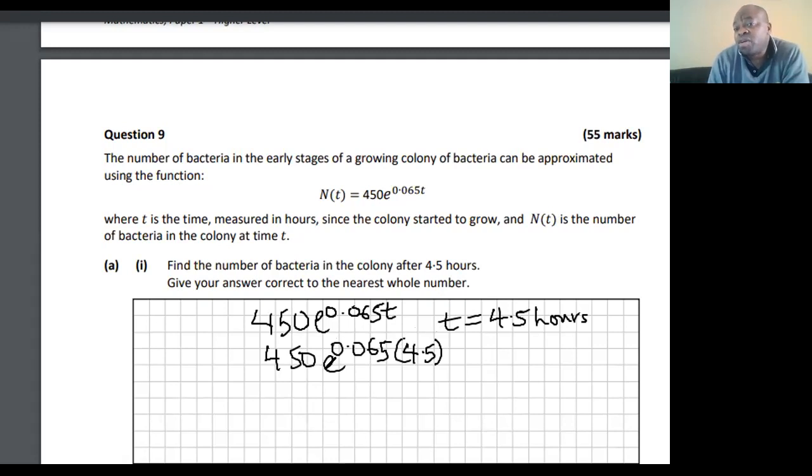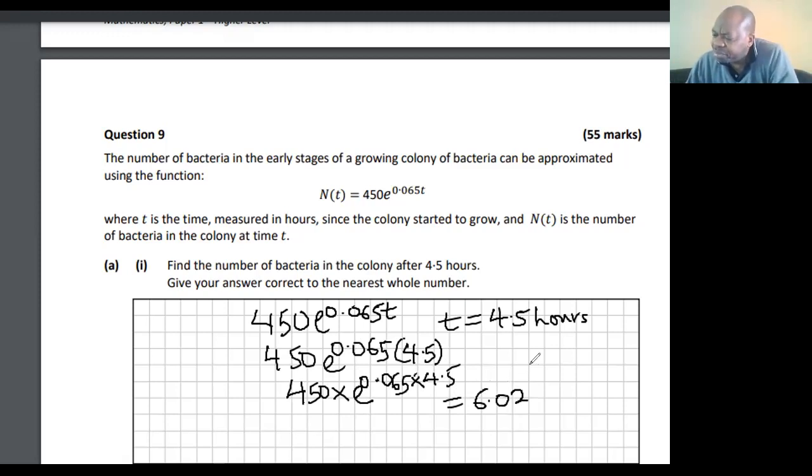The only thing is, the calculator might give you an error if care is not taken. You can type 450, multiplication, exponential, 0.065, and if you cannot use the bracket, multiply by 4.5 and punch your calculator. The calculator will give you 602.889.